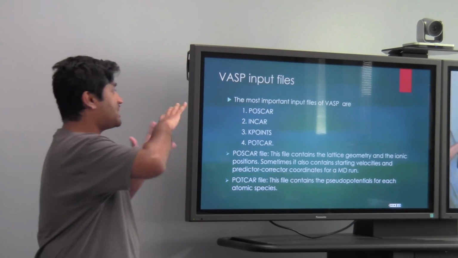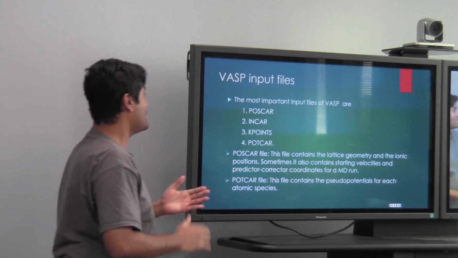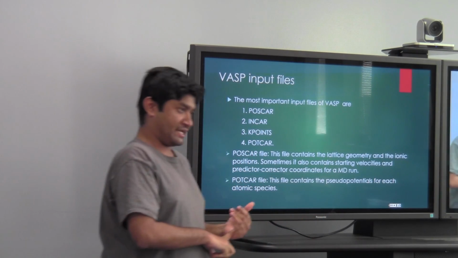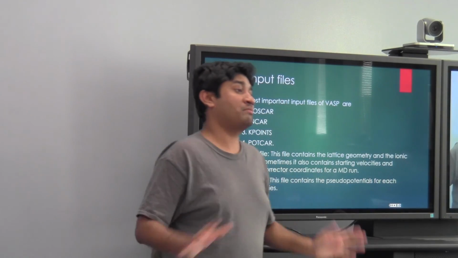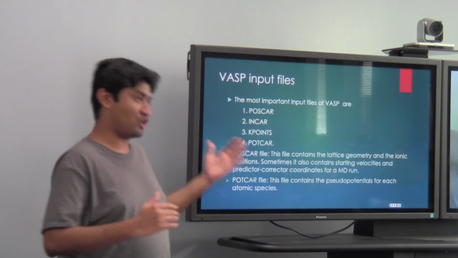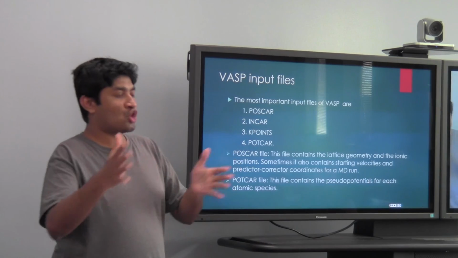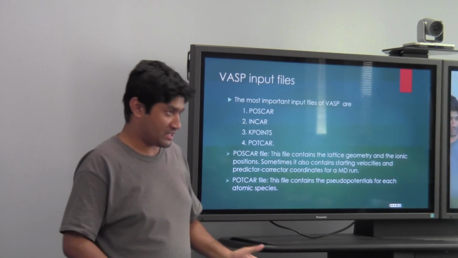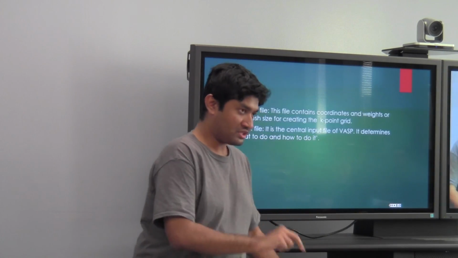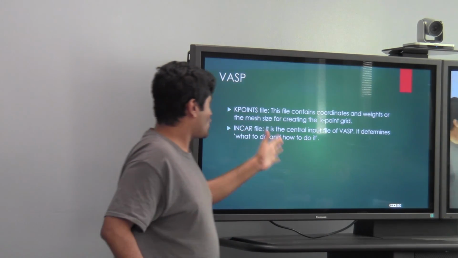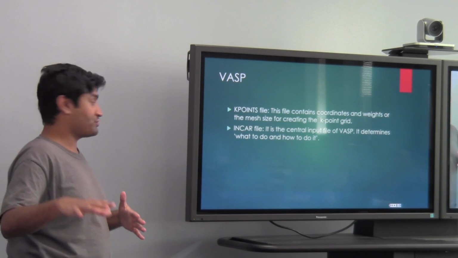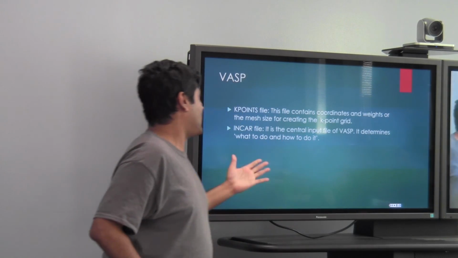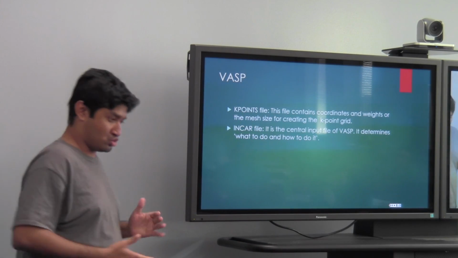Now the most important input files for VASP are POSCAR, POTCAR, INCAR, and the KPOINTS file. The POSCAR file contains the lattice geometry and ionic positions. Sometimes it also contains the starting velocities for molecular dynamics. The POTCAR file contains the pseudopotential for each atomic species that comprises the molecule. The KPOINTS file contains the coordinates and weights or the mesh size for creating the k-point grid. And the INCAR file is the central input file for VASP. It determines what to do and how to do it.